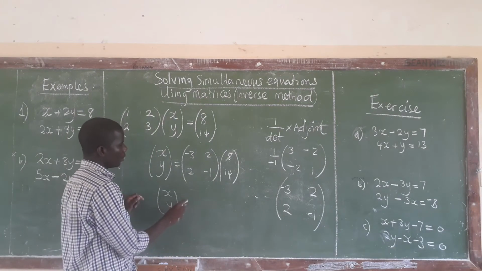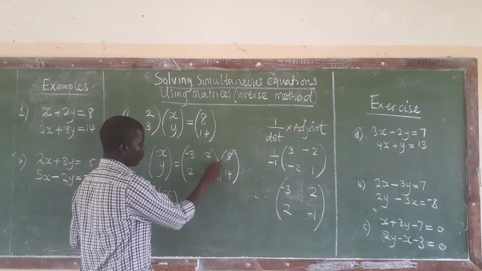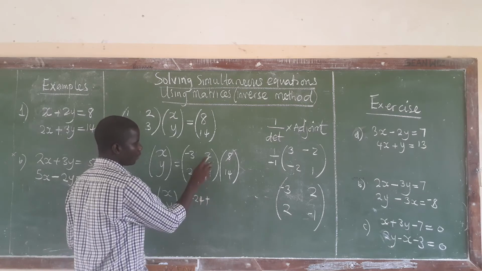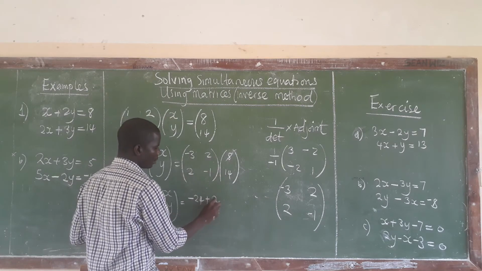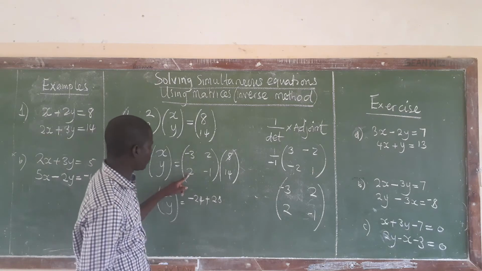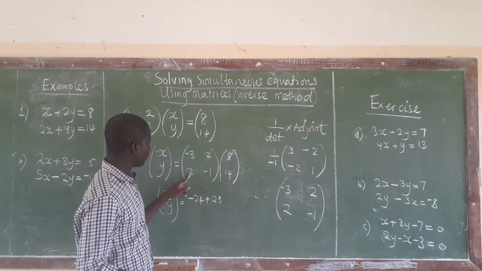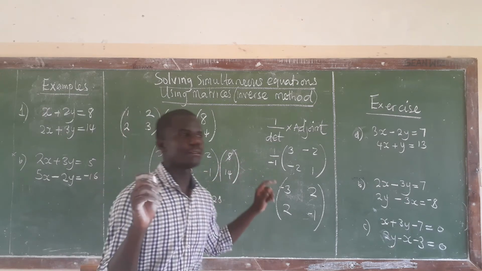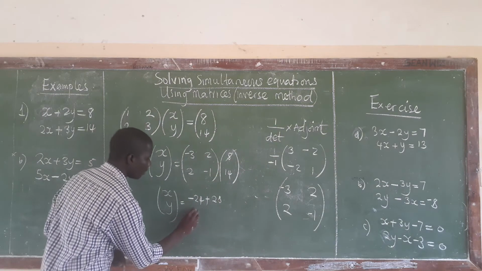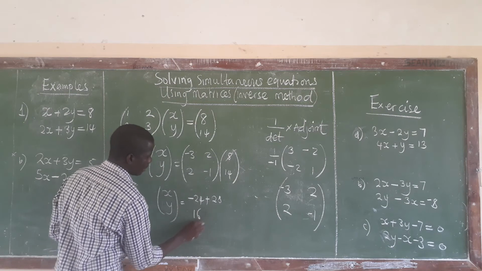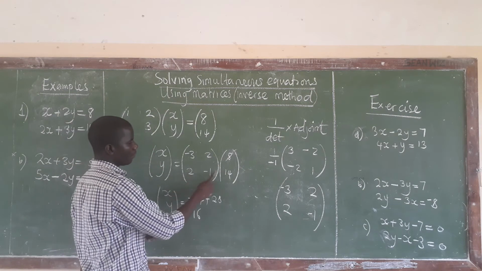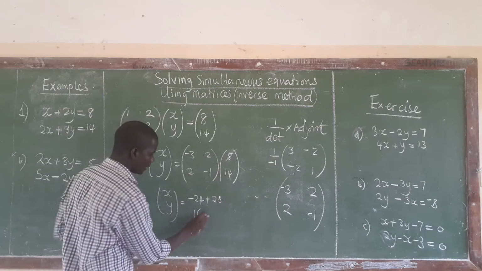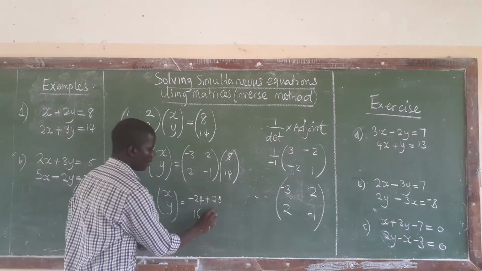So, when you multiply this one by this one, we get negative 24. Negative 24 plus, when you multiply 2 by 14, we get 28. We come to this one. 2 multiplied by 8, what do we get? We get 16. Then negative 1 multiplied by 14, we get minus 14.